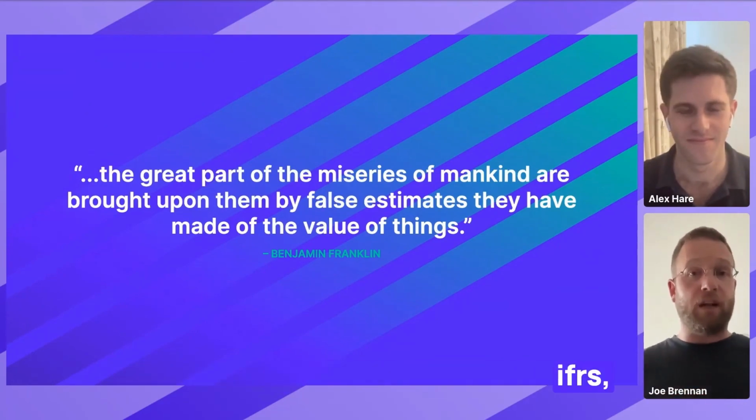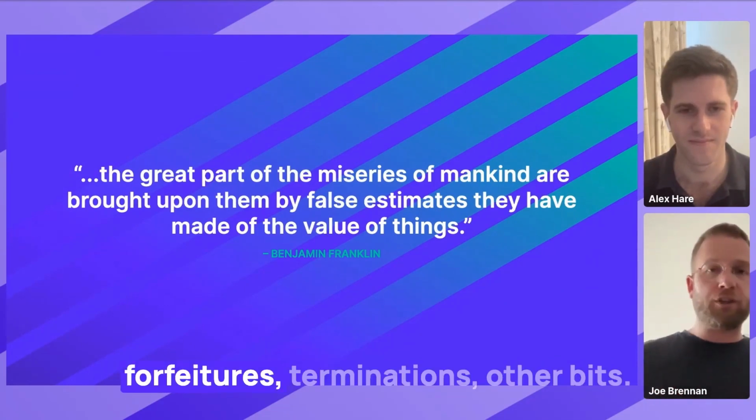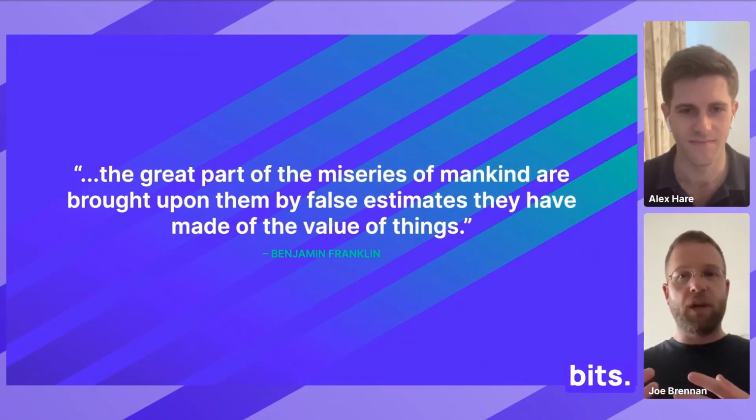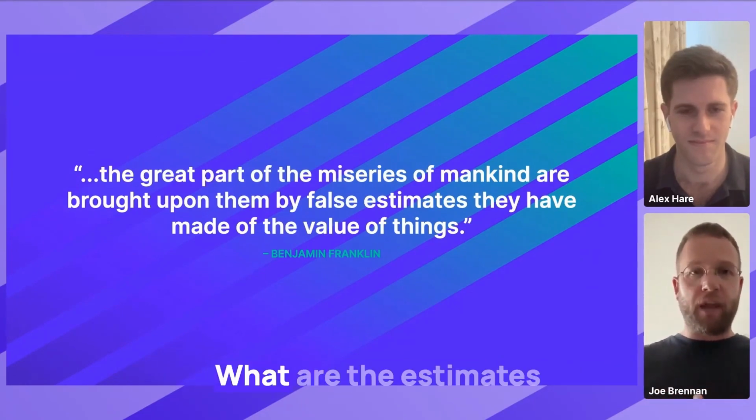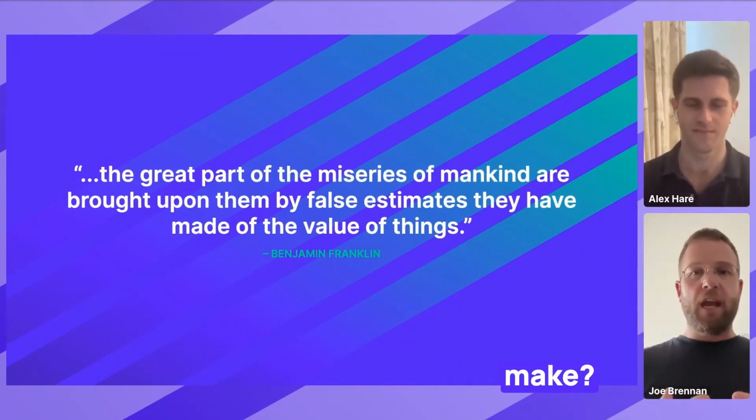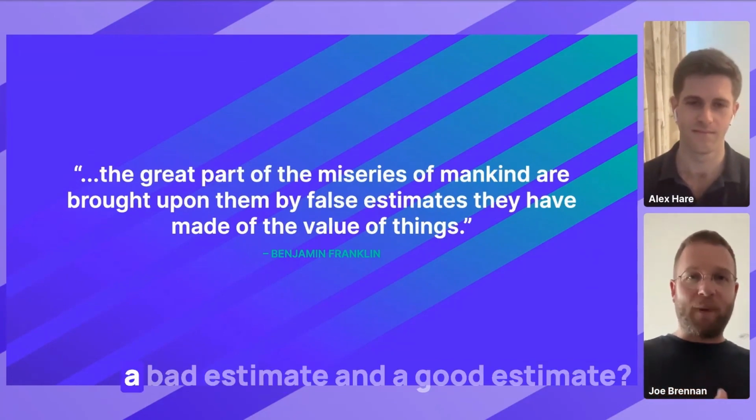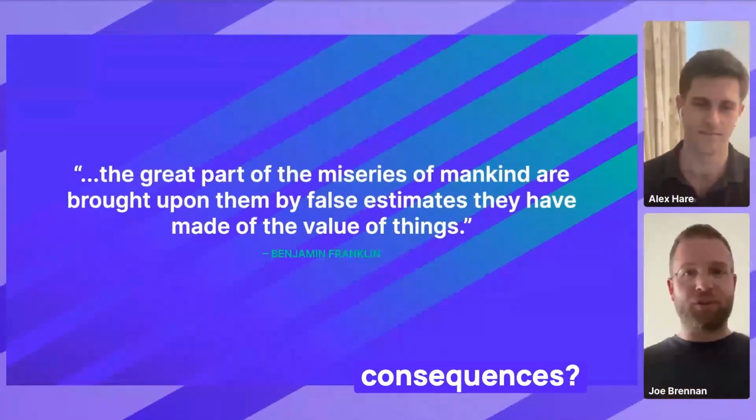Specifically when it comes to IFRS 2, companies do actually make a lot of estimates relating to forfeitures, terminations, other bits. So can you talk a little bit about that? What are the estimates actually that companies make? And what's the difference between a bad estimate and a good estimate? What are the consequences?